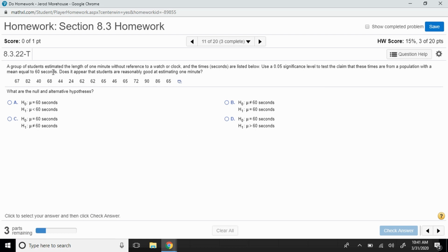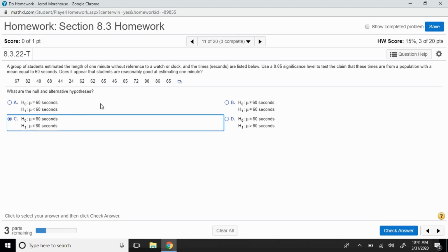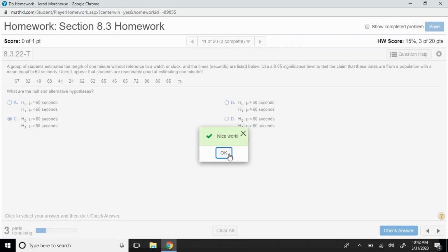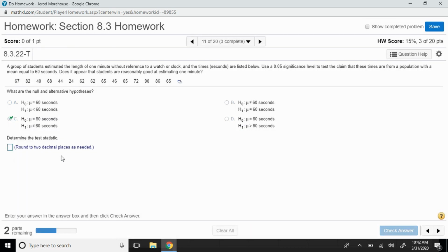So here's our data down below. Now, it wants us to test the claim that from a population with a mean equal to 60 seconds. It does not tell us anything about it being less than 60 seconds or greater than 60 seconds. So here, our alternative is going to be a not equals to, and the null is going to be an equals to 60 seconds. So C is going to be our null and alternative hypotheses.